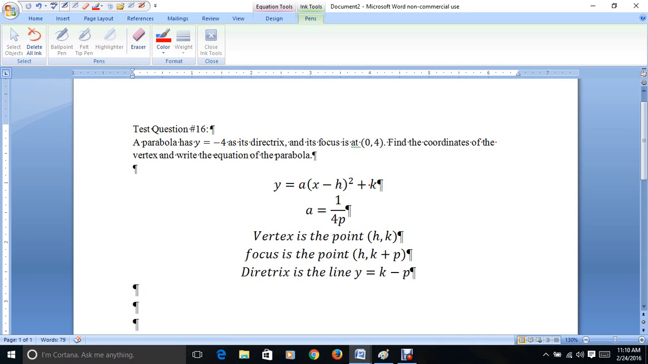Okay, so this is test question number 16, which was about the parabola, and I'm going to do another one also, but these are just a couple of problems where you have to deal with the focus and the directrix and the different things about a parabola.